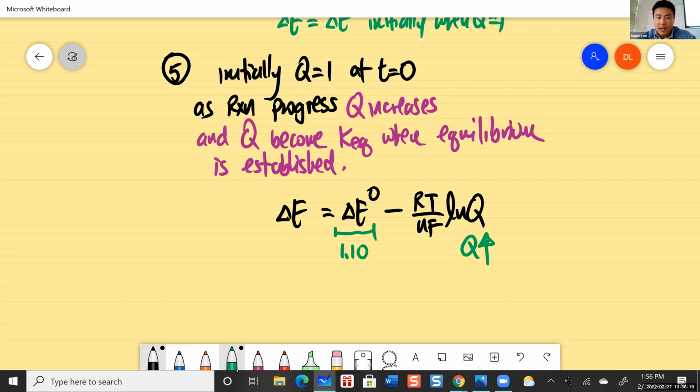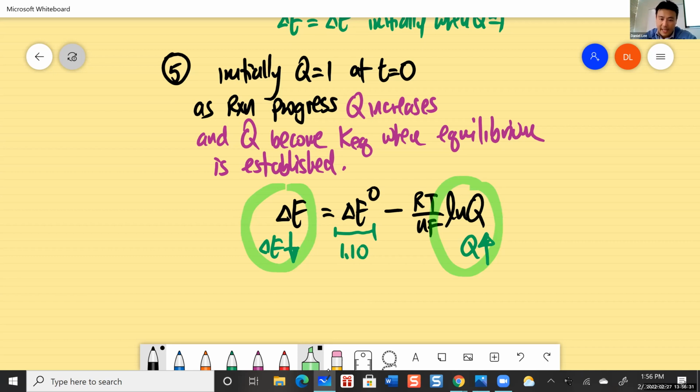Now, the natural log of something that gets larger means that when it goes up, delta E must go down. There's no other way around it mathematically. Q gets larger and larger, so delta E will become smaller and smaller. So delta E initially is 1.1 because Q is equal to 1. But then delta E will become 1, 0.9, 0.8, 0.7.